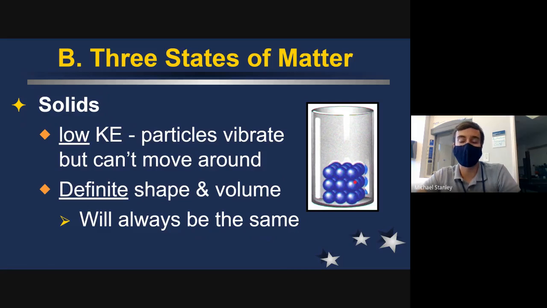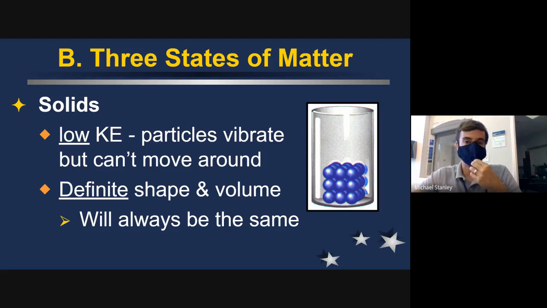So if you took this little clump of solid particles here and put it into this glass, they would stay stuck together in this cube shape. They're not going to change shape just because of where you put them. And they're not going to take up more space or less space. They're set in how much space they take up and what size they are. That's what makes them solid. So solids: lowest energy, least amount of movement, very close, stuck together particles.